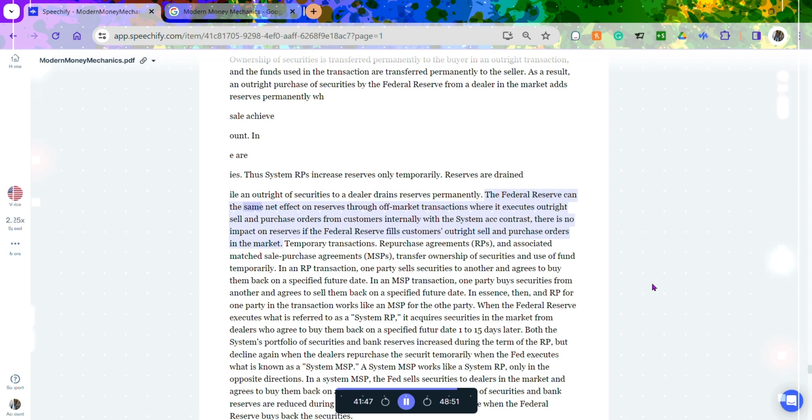The Federal Reserve can achieve the same net effect on reserves through off-market transactions, where it executes outright sell and purchase orders from customers internally with the system account. By contrast, there is no impact on reserves if the Federal Reserve fills customers' outright sell and purchase orders in the market.